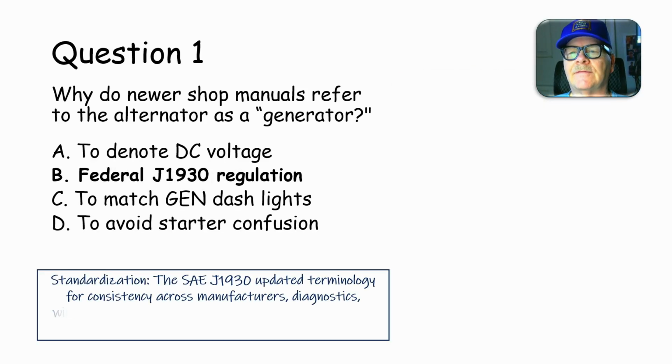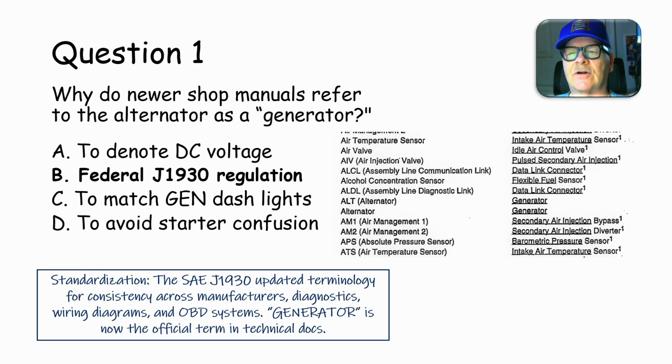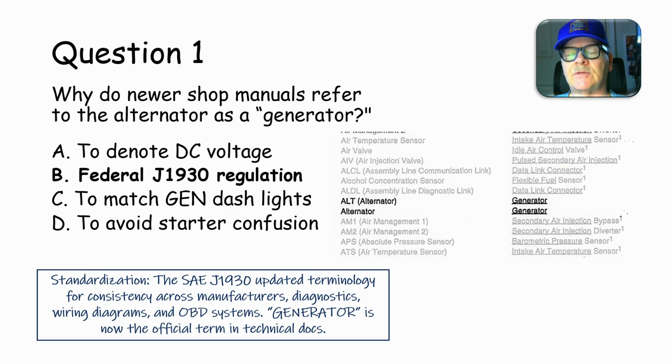Question 1. This is the federal J1930 regulation. Now, some years ago, I wrote an article for Motor Age. I was requested to write an article specifically about alternators, and I was given the contact information for Visteon to talk to one of their engineers to get all the information, because part of this was highlighting Visteon products.